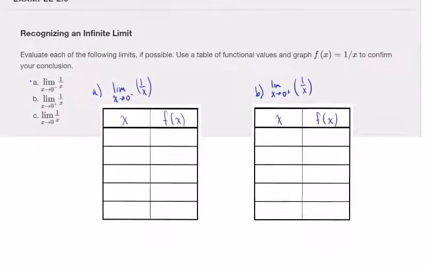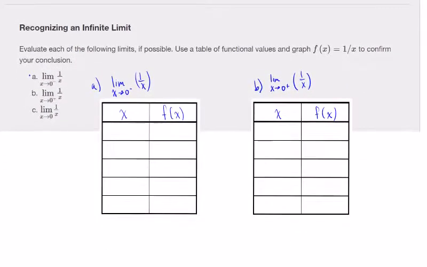All right, so I set up these tables here. Now if we're approaching from the left, like I said, we're going to do negative 0.1, then we'll get a little closer to 0, negative 0.01, negative 0.001, negative 0.0001, right? And we'll kind of just see the pattern. We may not need to get to this last one.